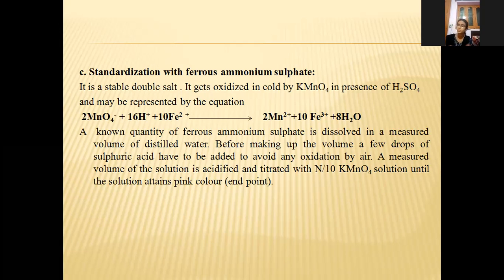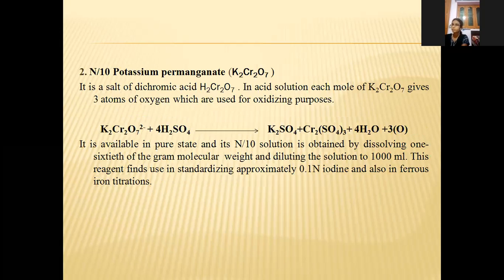So this is about the preparation of N by 10 potassium permanganate solution. Next, N by 10 potassium dichromate. It is the salt of dichromic acid.